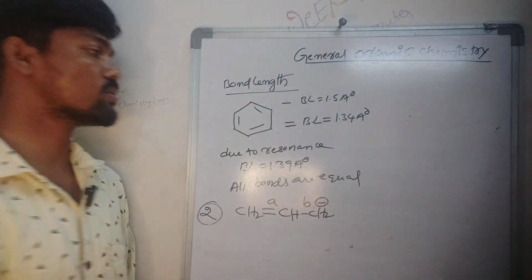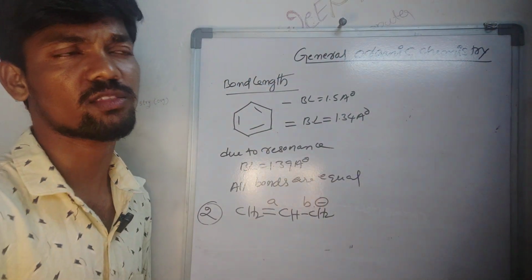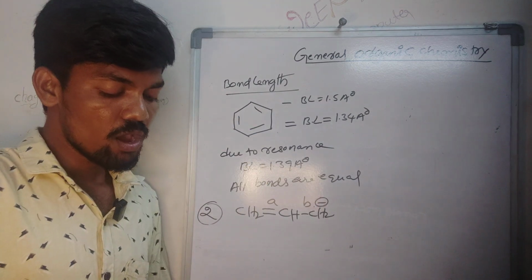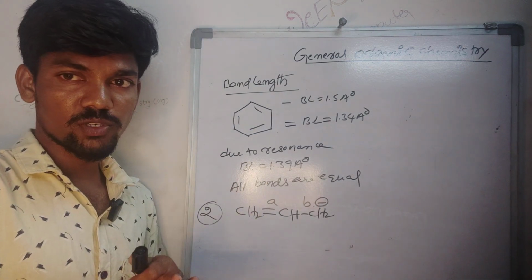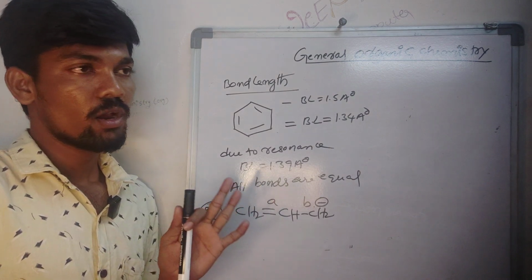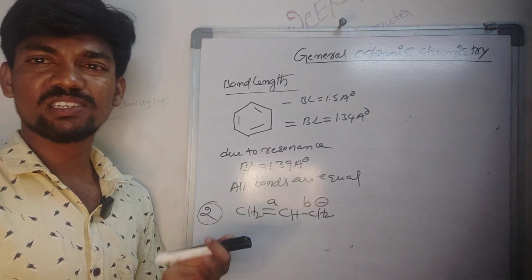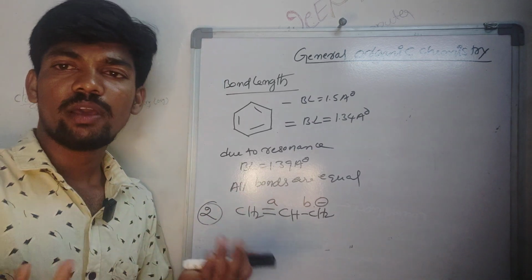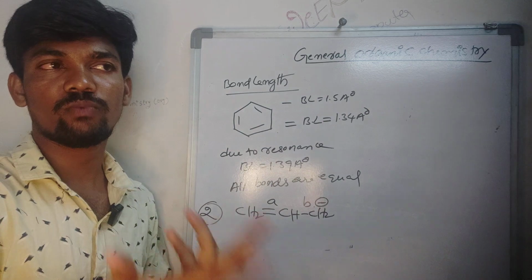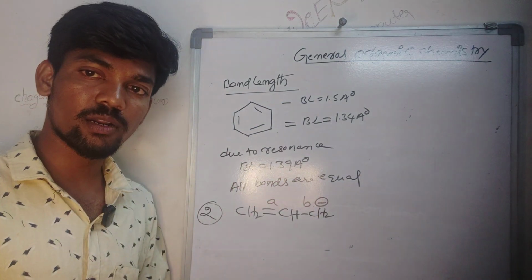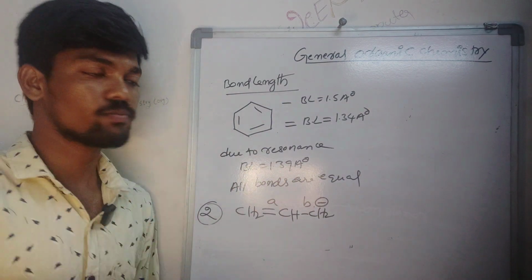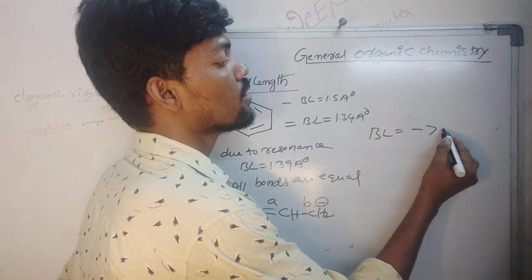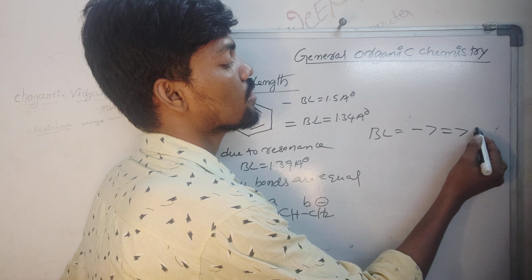I told you that bond strength is inversely proportional to bond length. Whatever it may be, you know that bond strength is inversely proportional to bond length. So a triple bond is stronger than a double bond, which is stronger than a single bond, you know that. So what about the order of bond length? Bond length order: single bond, double bond, triple bond.